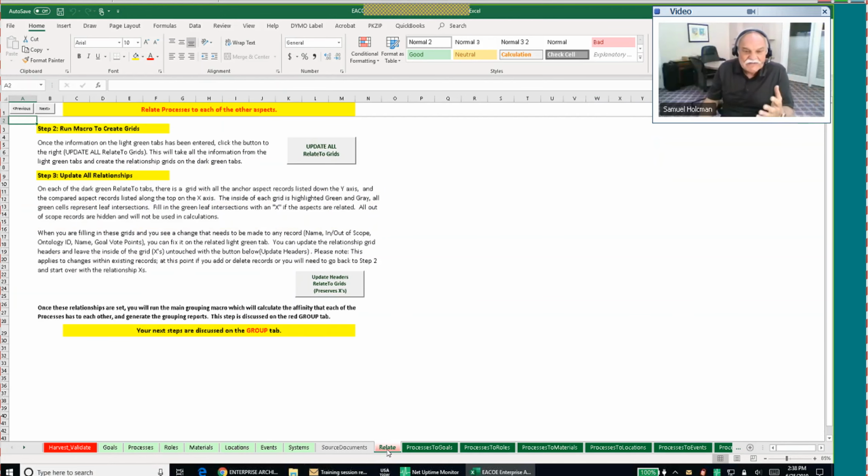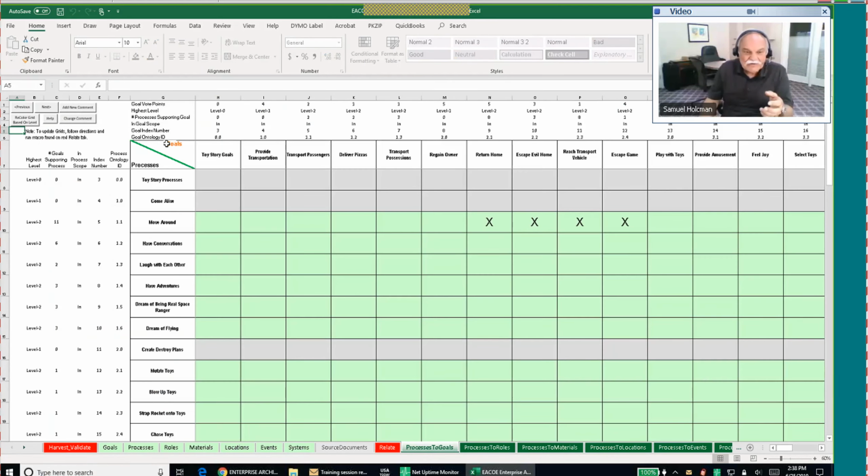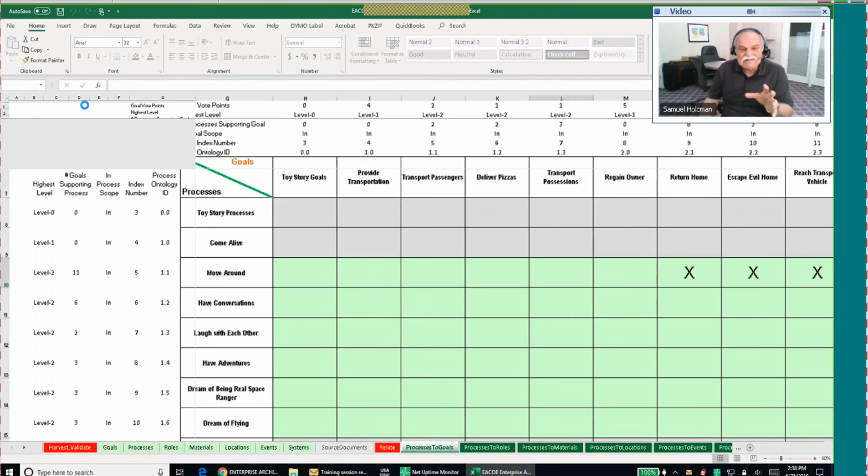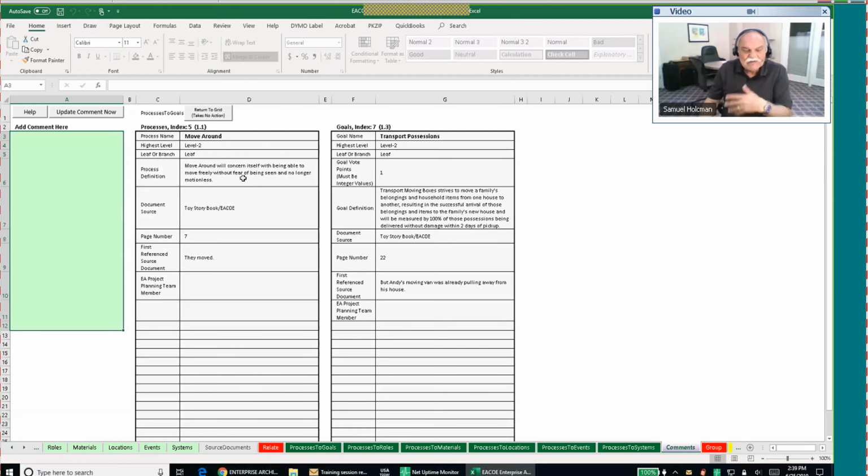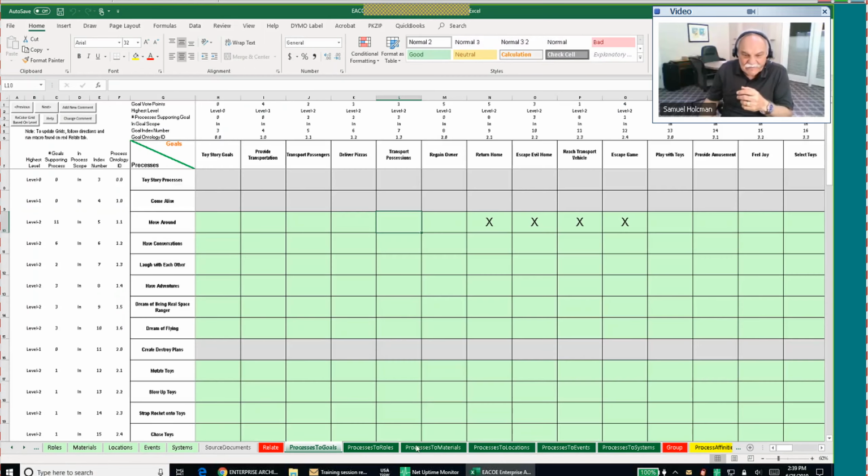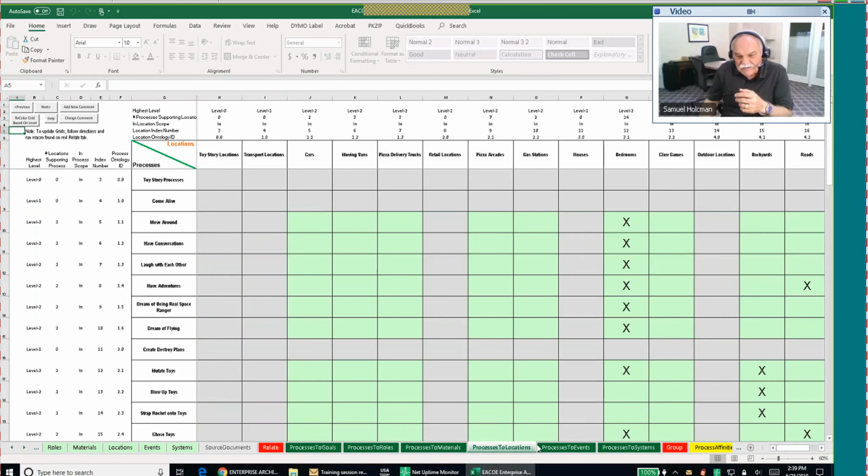And, of course, the other thing we have is the concept of relate. So what would be the relationship between the goals that we're trying to develop and the processes? And if you're saying, geez, I wonder if there is a relationship between the goal of transporting possessions and the process of move around, I can press on that box and I can see the architectural elements that are there so I can understand what is going on. That's the concept of full integration in the methodology, in the process, in the activities that we have. And these are all the different relationship models that we have.